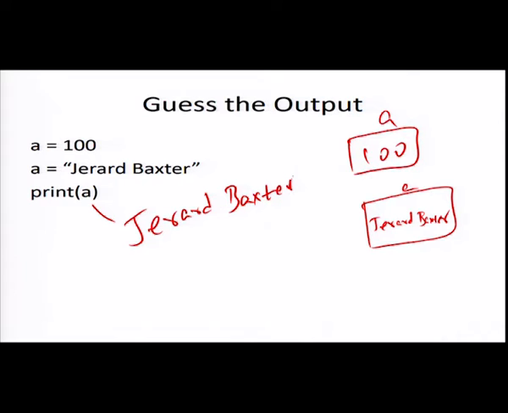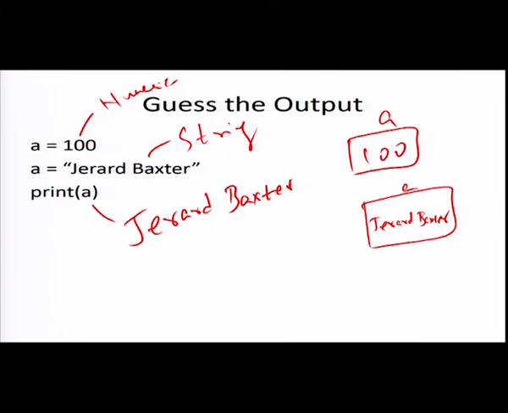And my dear viewers, why have I given it in quotes? It is because Gerard Baxter is a string. Whereas, why have I not given it in quotes? 100 is an integer, numeric.